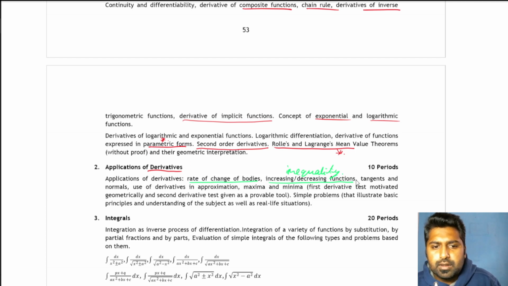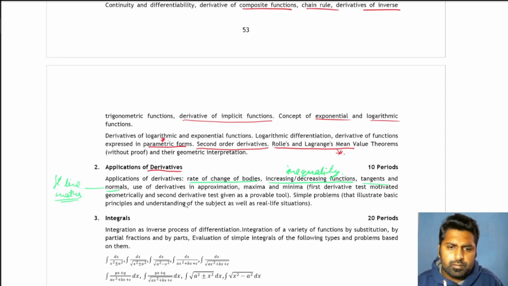Okay. Then tangents and normal, again this will use straight line. So straight line of 11th maths will be important. Without that you will be struggling in this again. Okay. Approximations, how I can use differentiation in approximation, and the most important topic and usually the troublesome topic is maxima minima.